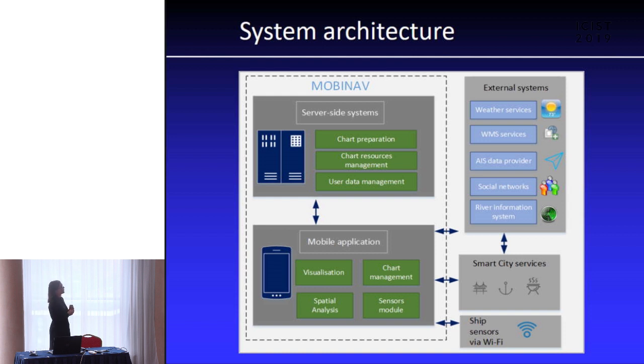The server-side part consists of 3 modules. 2 of them are related to maps, to charts, and the user management module allows users to store personal data. When the application is in online mode, it can use several external systems. For example, AIS, the Automatic Identification System, Web Map Services, or River Information System.